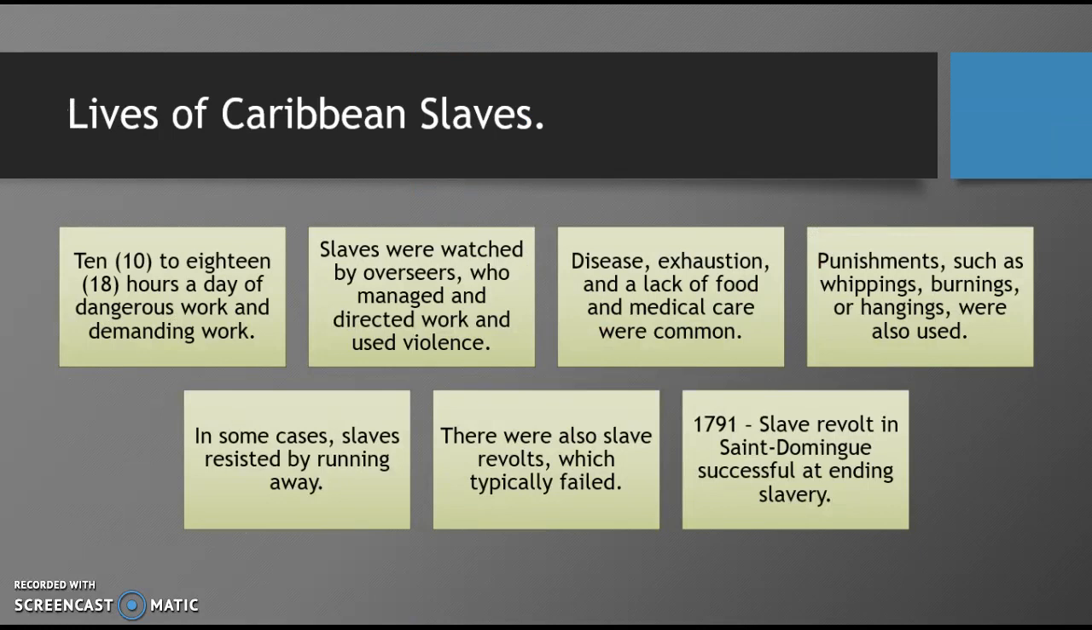So, lives of Caribbean slaves. They did 10 to 18 hours a day of dangerous and demanding work. Slaves were also watched by overseers who managed and directed work, and a lot of times they used violence to keep slaves working or to punish them. Disease, exhaustion, and the lack of food and medical care were also common. Punishments such as whippings, burnings, or hangings were used. In some cases, slaves would resist by running away. There were also some slave revolts against slavery and their owners, but they typically failed. However, there was a successful slave revolt in 1791 in Saint-Domingue, which succeeded in ending slavery.